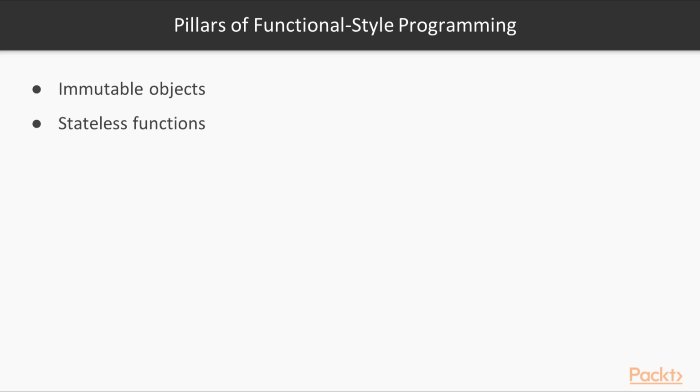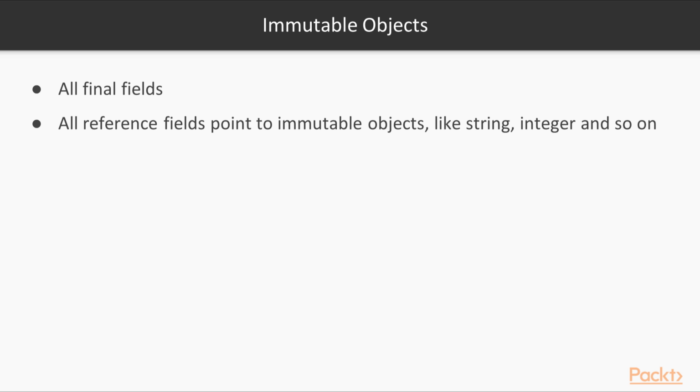What does it mean to think functionally? Well, 2 main things: immutable objects and stateless functions. What are immutable objects? An immutable object has all final fields, and all of its reference fields point to other immutable objects. And this is in fact very common. There's a couple of standard classes that behave like this, like String and all the wrapper classes.